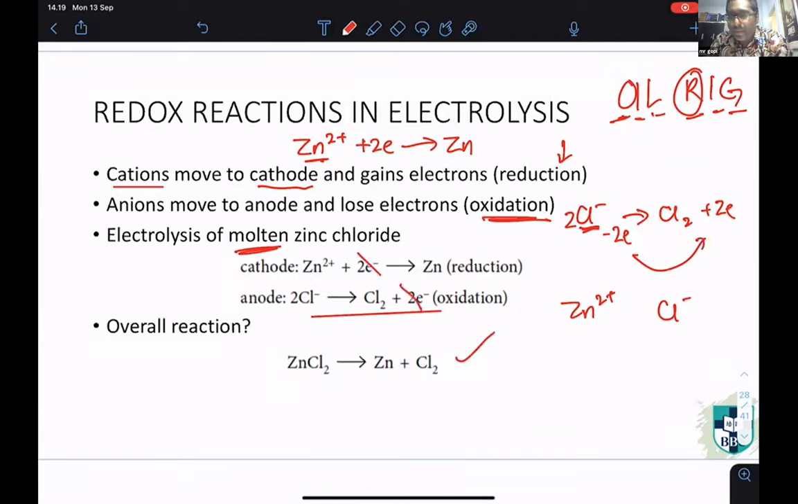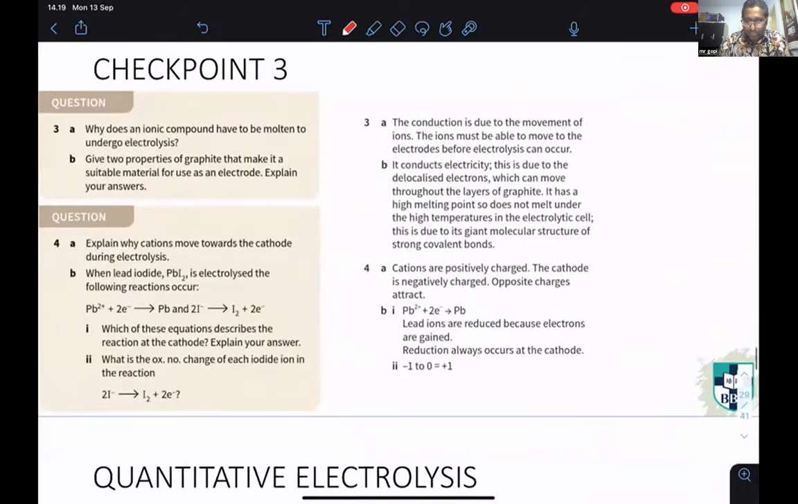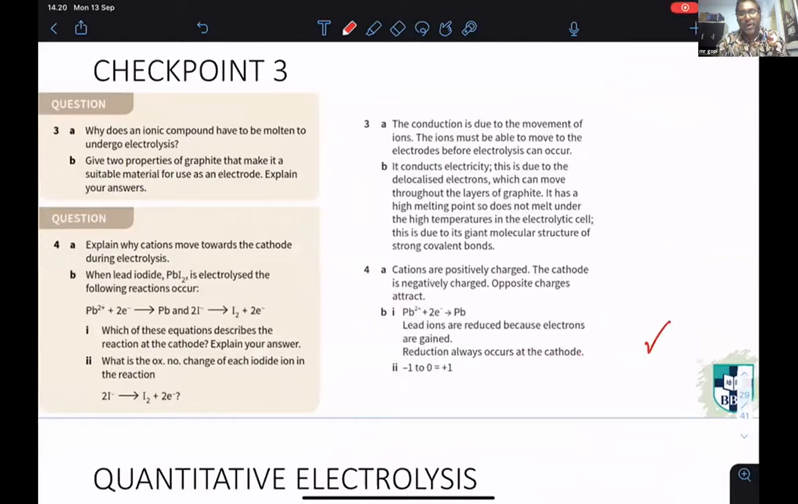Everyone should know this. But if it is aqueous, do remember, aqueous will also have H+ and OH-. Most of the time, OH- will be selected. So this one you go and revise on electrolysis, and which one will be selected and so on. Now, this one you can go through yourself. Some basic knowledge that you should know.